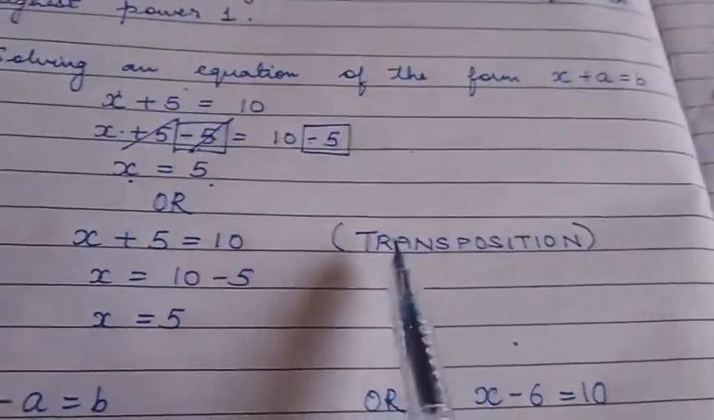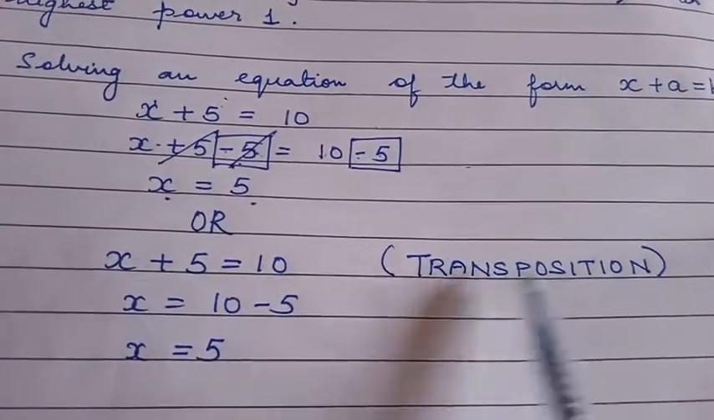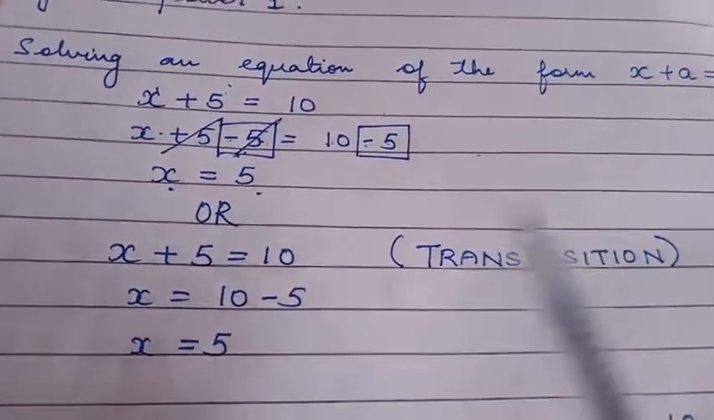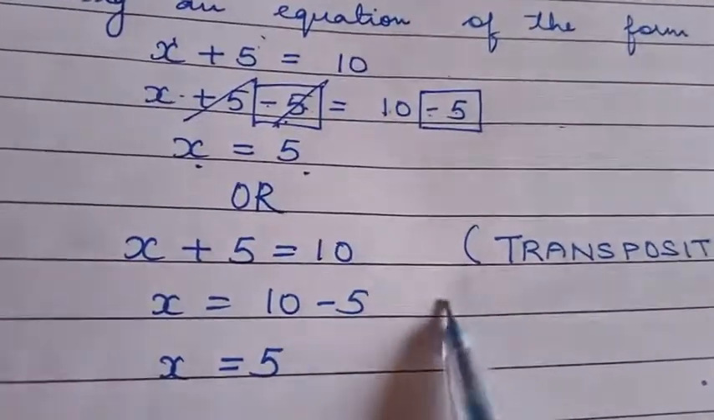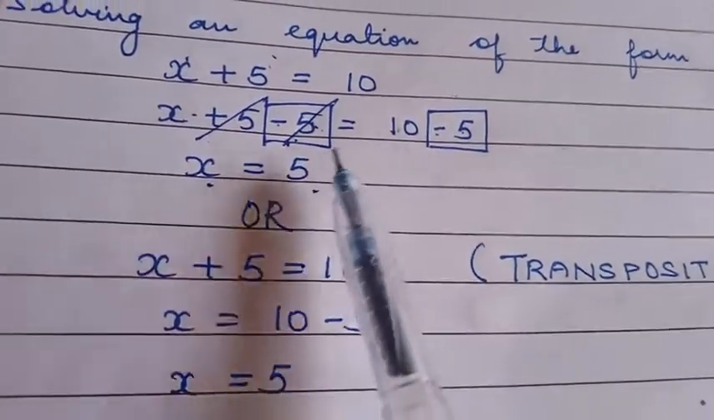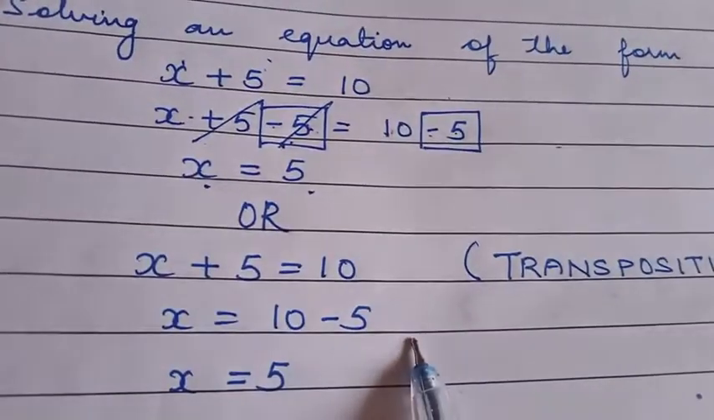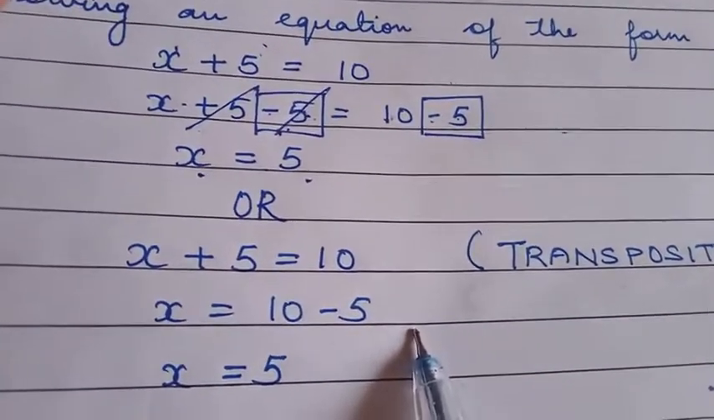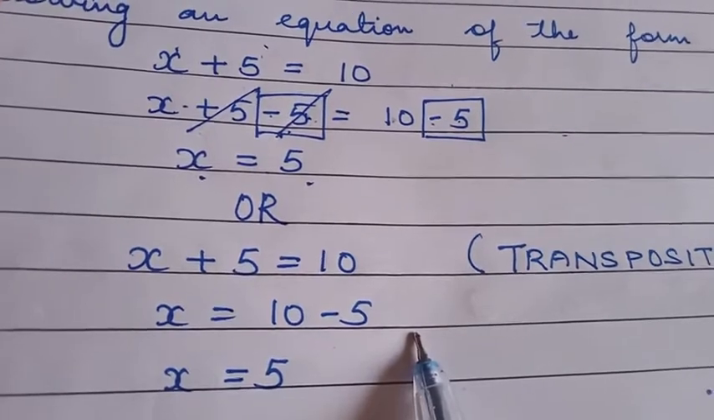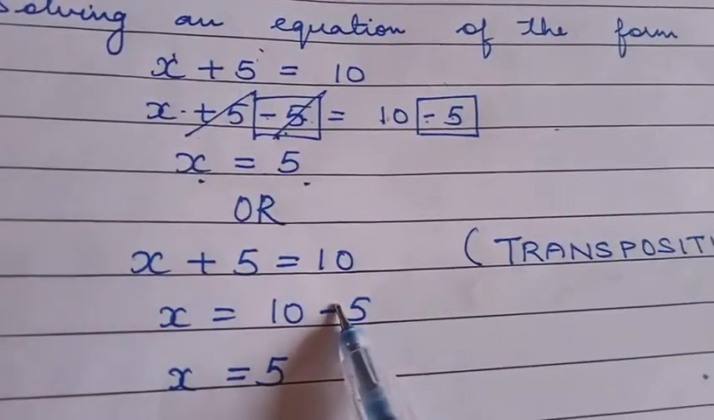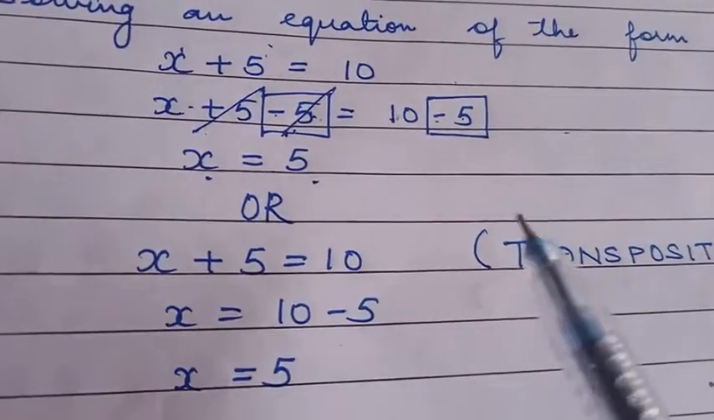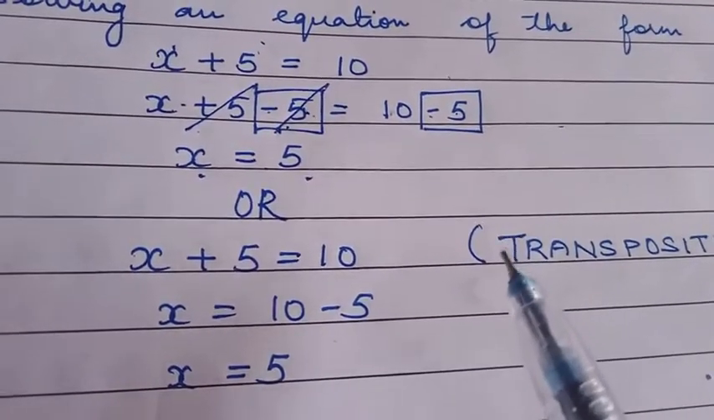Understood? And let us see the second method. The second method is the transposition method. It means to transfer. Transfer means to shift. Now this is the general method which we follow. This also you can follow, but this is the general method which is considered easy. So this is also allowed and this also is allowed, depending on which method you feel is convenient.